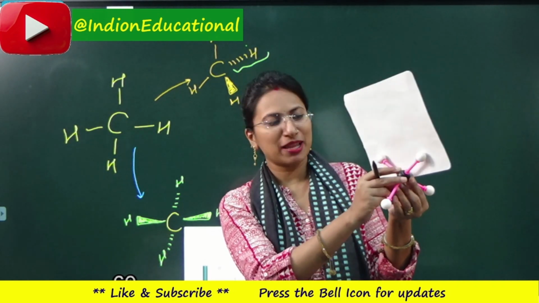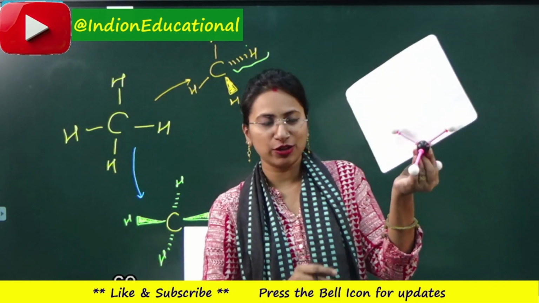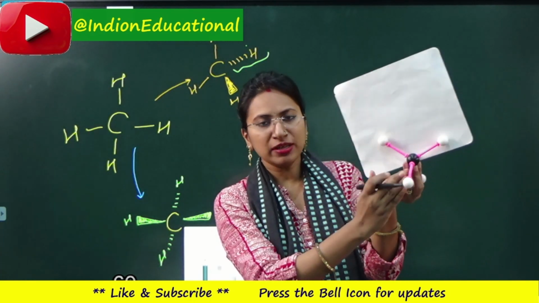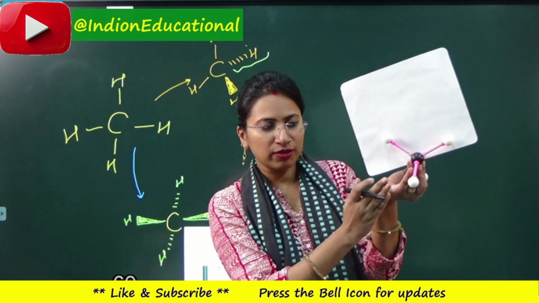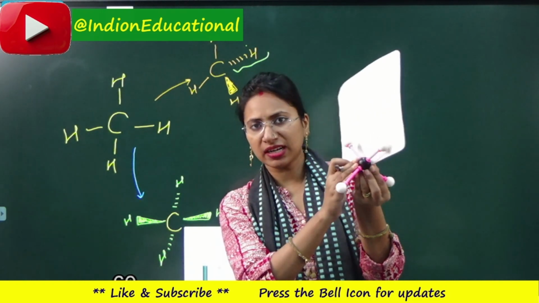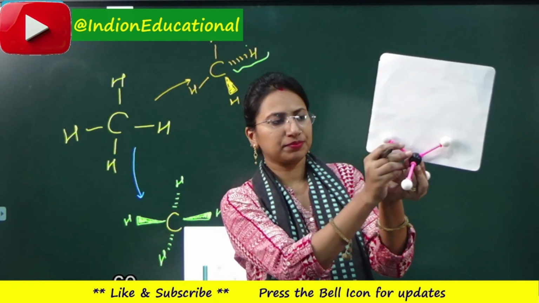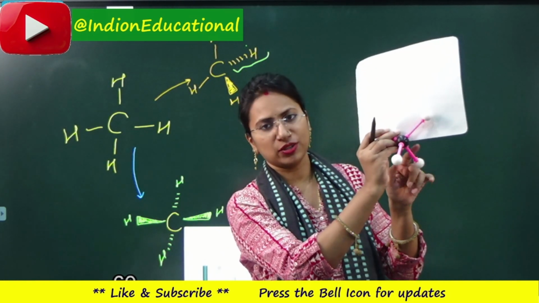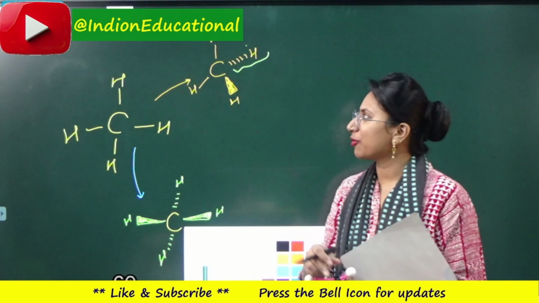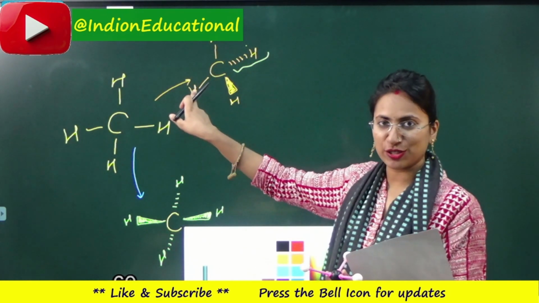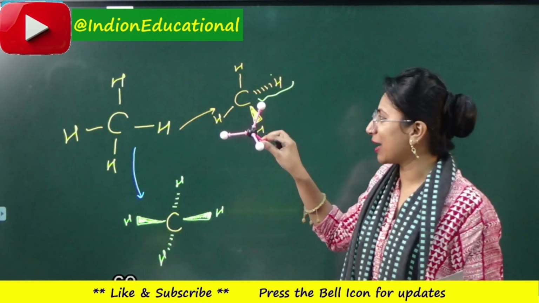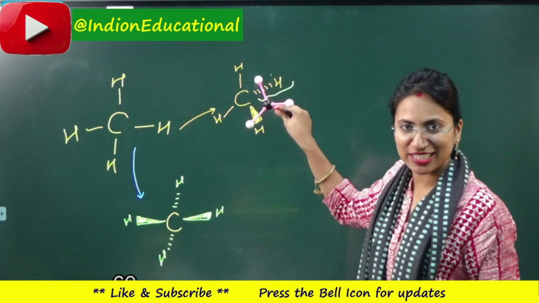And at the same time, if you look at the other 2 carbon hydrogen bonds, one carbon hydrogen bond will be pointing towards you, and the other carbon hydrogen bond will be behind the plane. This type of representation can be done. So on a plane also you can represent this 3D diagram, but now you have to represent it like this.